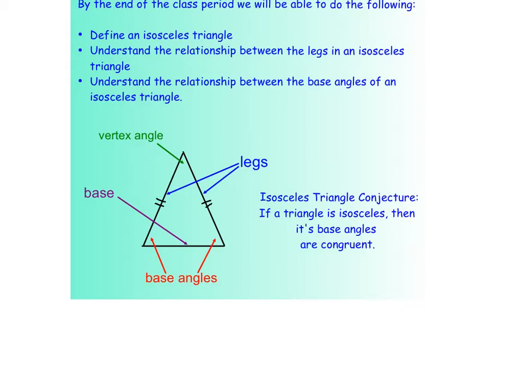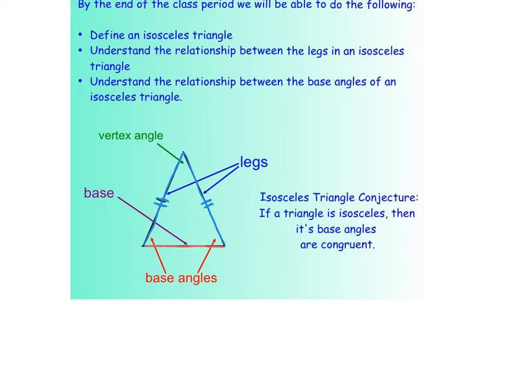What you'll notice in an isosceles triangle is that you have two legs, and these legs are sides of the triangle that have the same measure. You can see here with the markings, these two sides have the same length. The base is the side length that's not equal in measure to the other two.